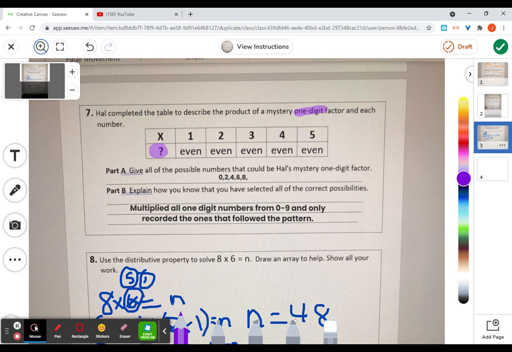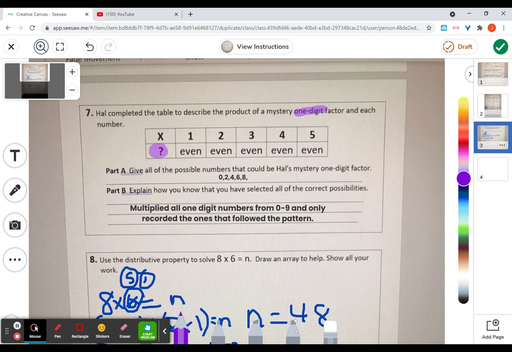Well, 3 times 1 would be 3, and that's an odd. So that doesn't work with this. So 3 won't work. Let me move to 4. 4 times 1 is 4, so that's even. 4 times 2 is 8, and that's even. 4 times 3 is 12, that's even. 4 times 4, 16, that's even. 4 times 5 is 20, that's even. So 4 works. And then I'm going to try 5.